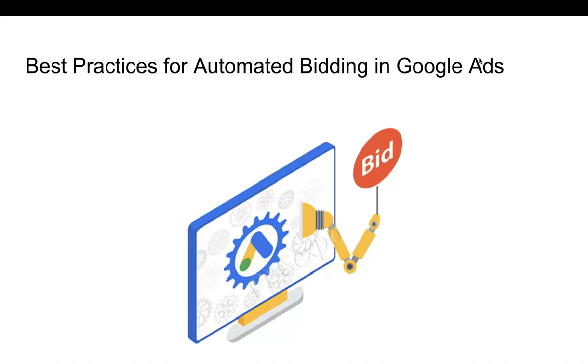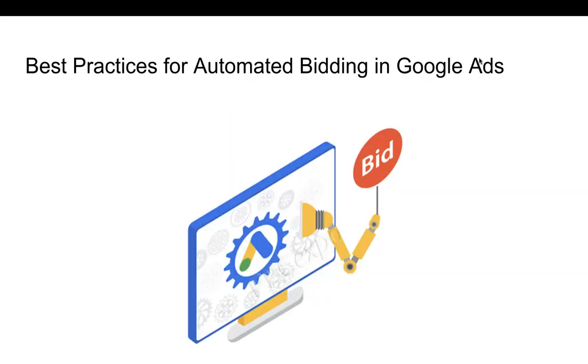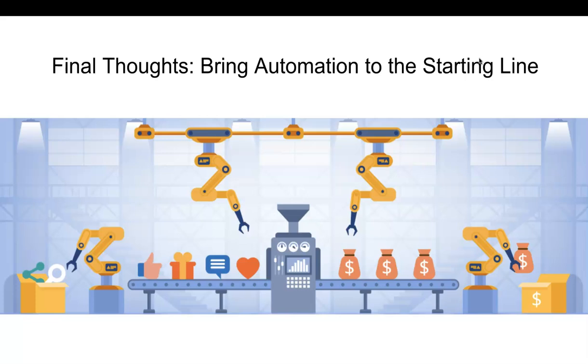Some of the best practices for automated bidding in Google Ads is to set up accurate conversion tracking before switching to automated bidding, as well as give your campaign time to actually learn what your company is about. And I think I actually already said these, so I'm going to just go to the next slide.